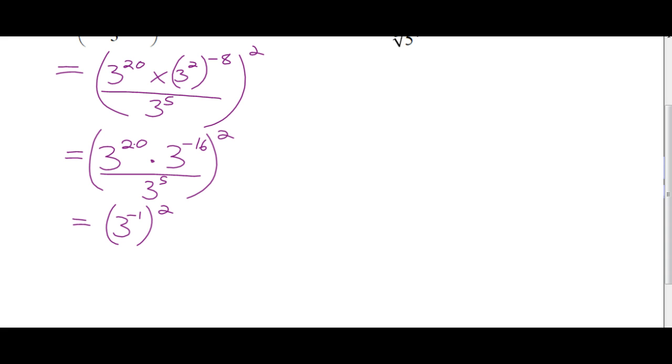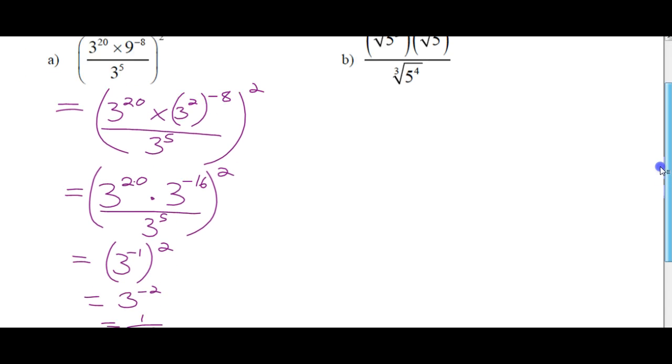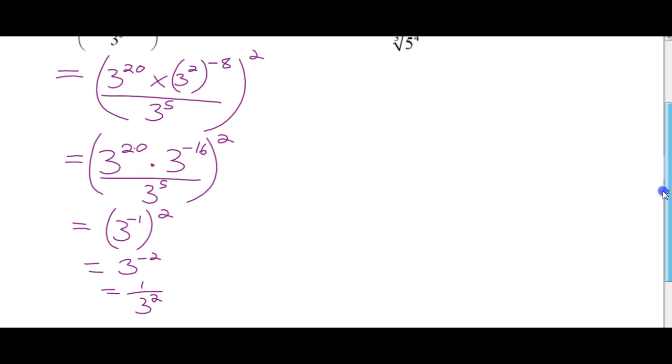So we have 3 to the negative 1 squared, or 3 to the negative 2, which is 1 over 3 squared, okay, which could then be written as 1 over 9. So you might see an answer of 1 over 9. It says what though? Write as a single power if necessary. So 1 over 3 squared.